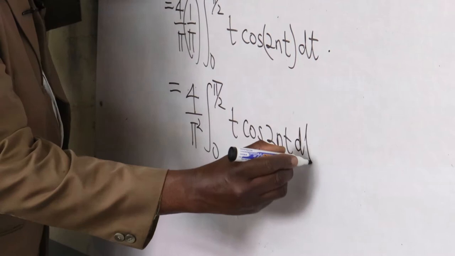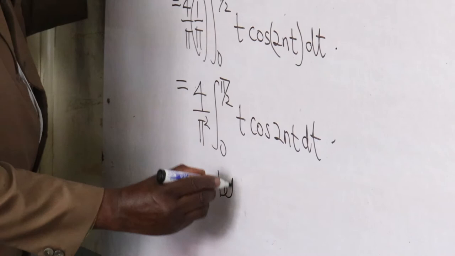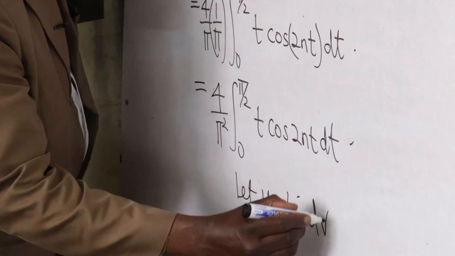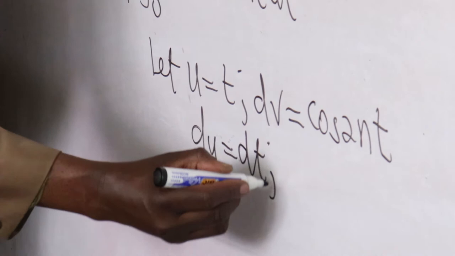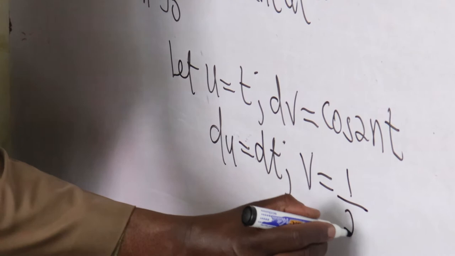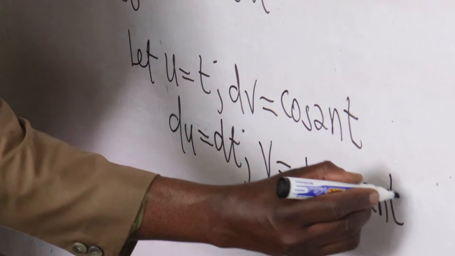From here we can use integration by parts. Let u be equal to t, let dv be equal to cos 2nt dt. Du is equal to dt. V is equal to 1 all over 2n sine 2nt.